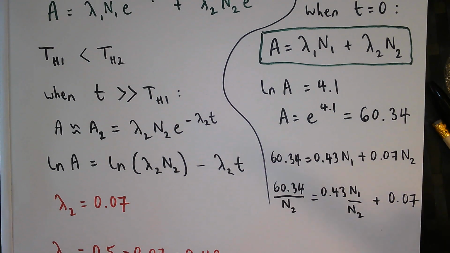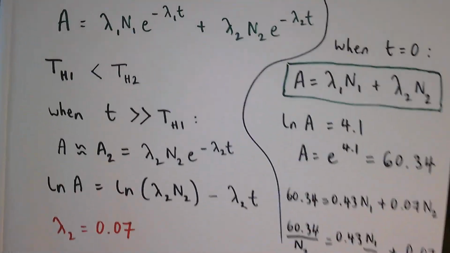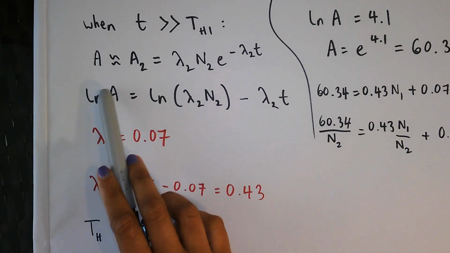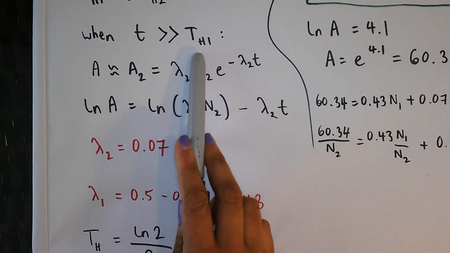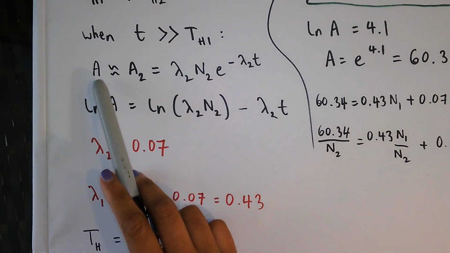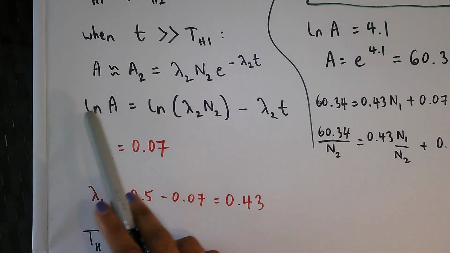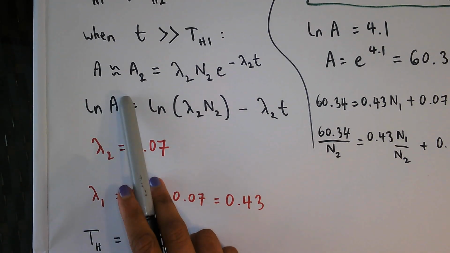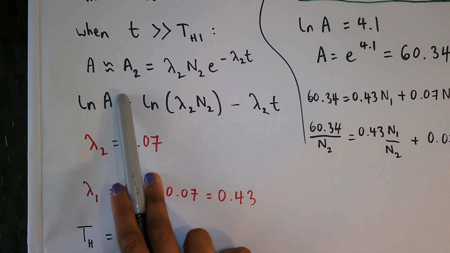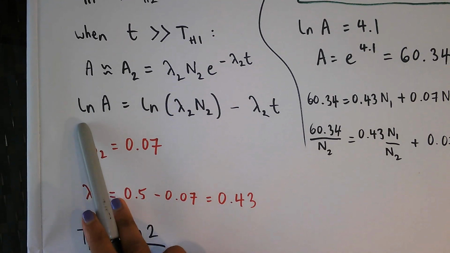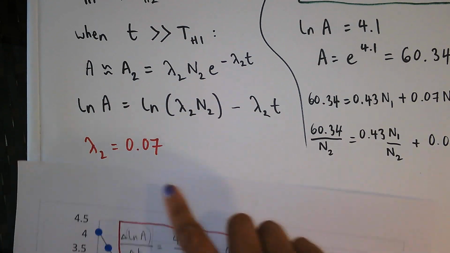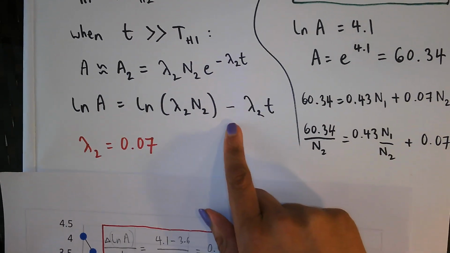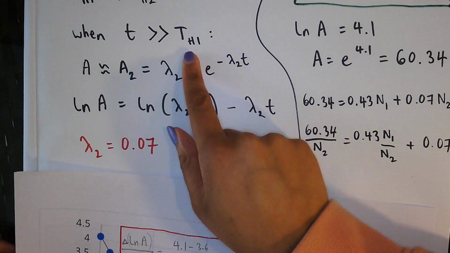Now remember, we have this equation here. When t was much greater than the half-life of component 1, we saw that the activity was approximately equal to just the activity of component 2. And then we found ln A, and we know that this equation is only valid when t is much greater than t half 1.